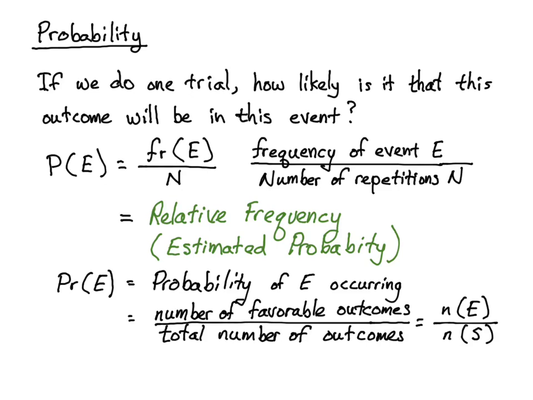Okay, so then in set notation, remember we talked about cardinality, and we'll be dealing with the cardinality of sets. So the ratio of the cardinality of the event that we're looking for to the cardinality of the sample space is the probability.